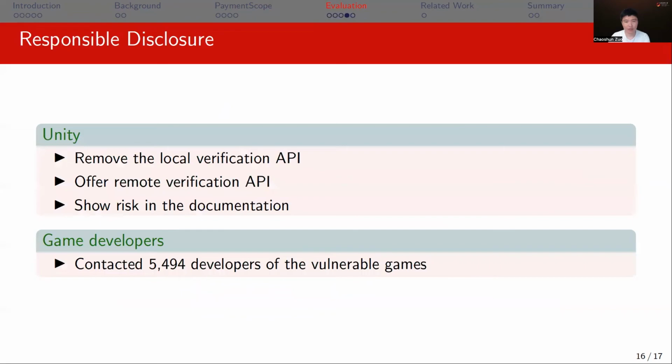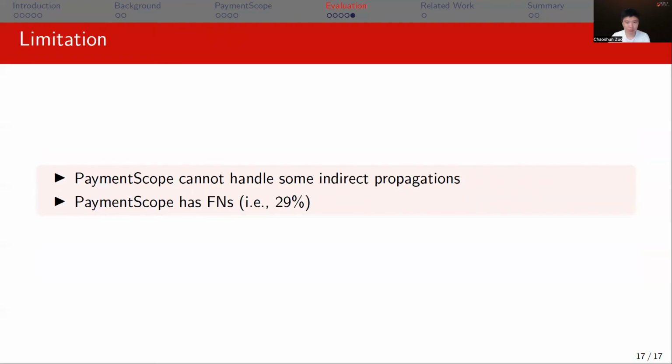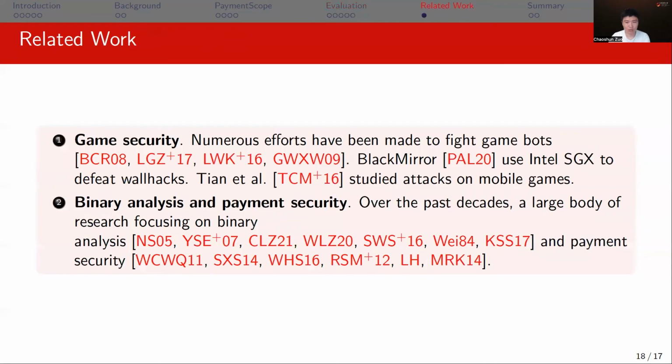Having identified the vulnerabilities, we have made responsible disclosure to both Unity and the game developers. In total, we have contacted 5,000 developers of the vulnerable games, and we have received hundreds of responses. Many developers promised to patch the vulnerability in the next version. And for the sake of time, I'm going to skip the limitations and the related work.